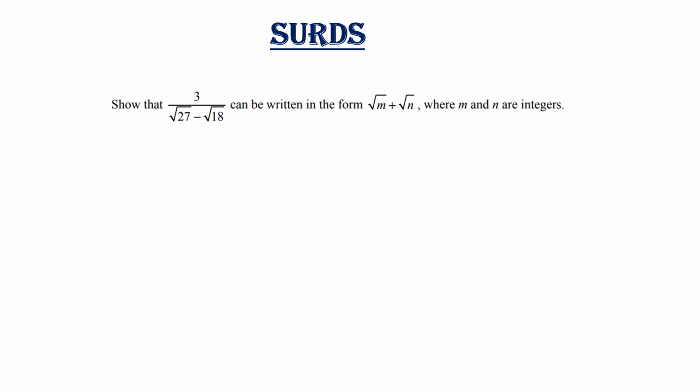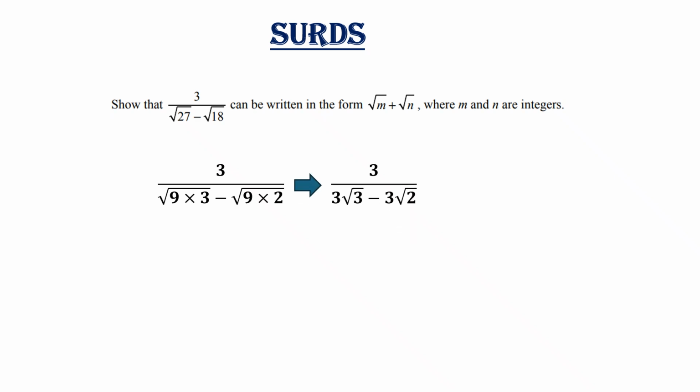27 is 9 times 3 and 18 is 9 times 2. So it's going to be 3 divided by root 9 times 3 instead of 27, minus root 9 times 2 instead of 18. Now root 9 is 3. So instead of root 9, I wrote 3. So it gave me 3 root 3 minus 2 root 3. Now we can cancel all the 3's. So you can just get rid of this 3 and this 3. So in the numerator, we'll have 1 divided by root 3 minus root 2.